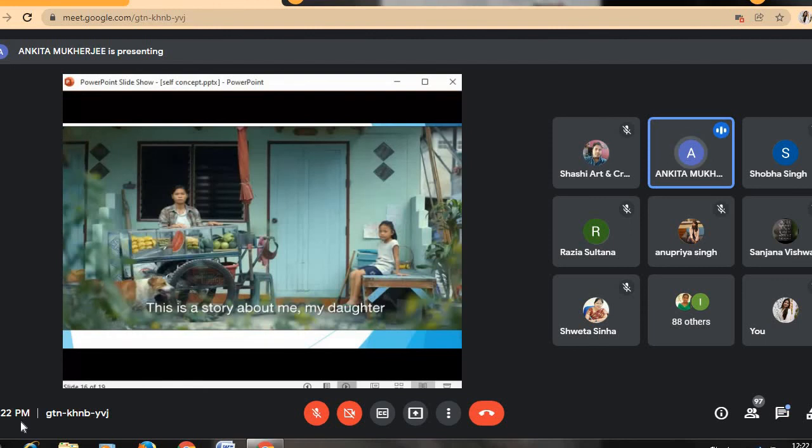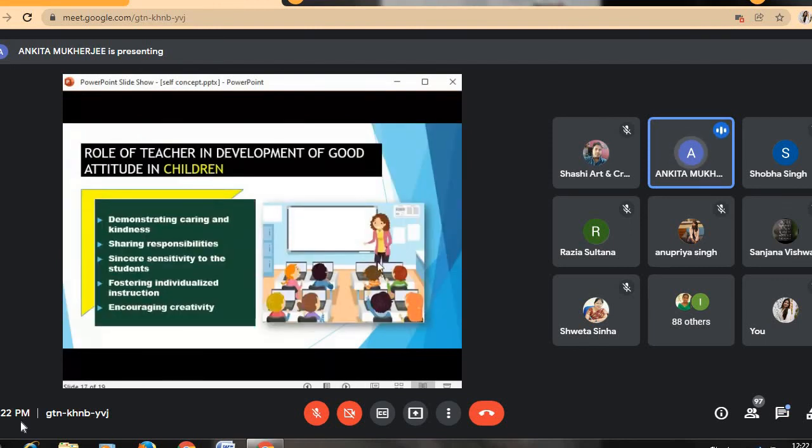Now, moving on to the next slide: what is the role of the teacher in the development of good attitude. The teacher should be caring, should show signs of kindness, and should share responsibility among the children. Sometimes in classes we give work like board decoration only to students who are very creative, and we don't think that some other children may want to participate. So we have to share the responsibilities so that each and every child thinks equally about themselves.